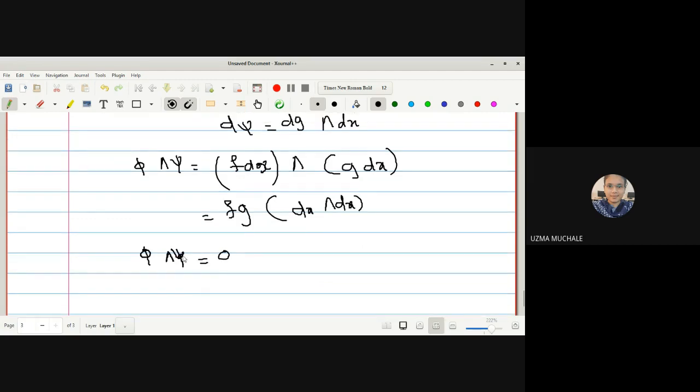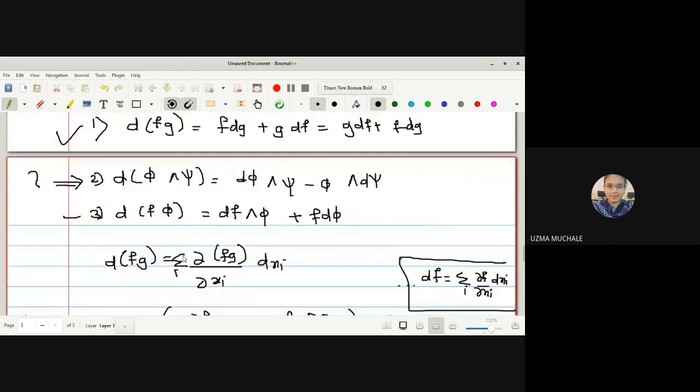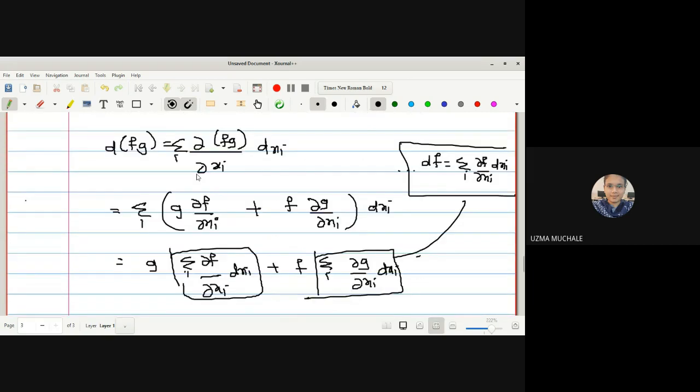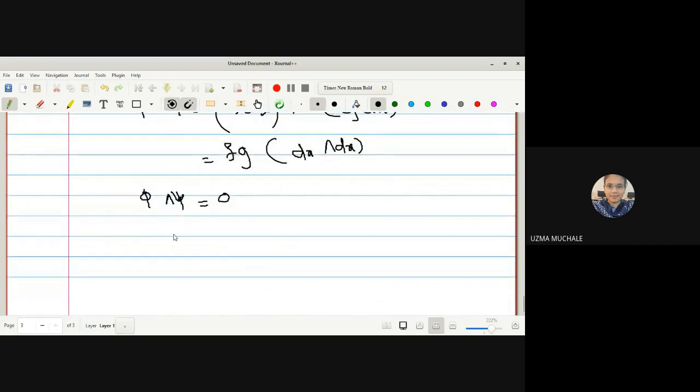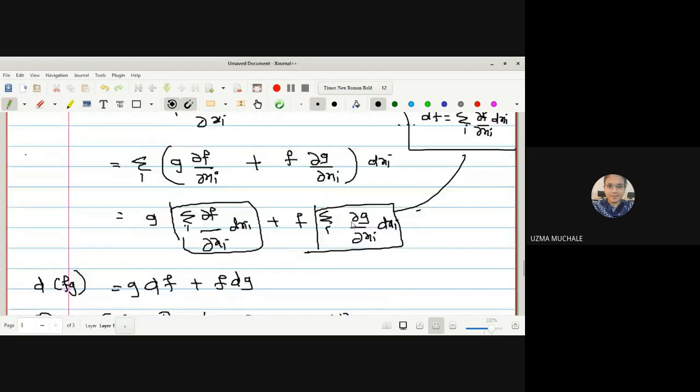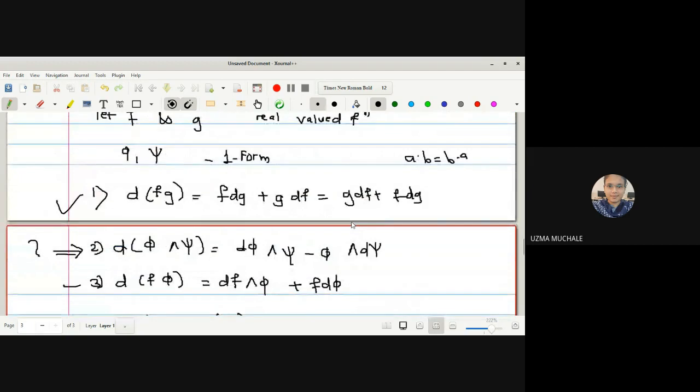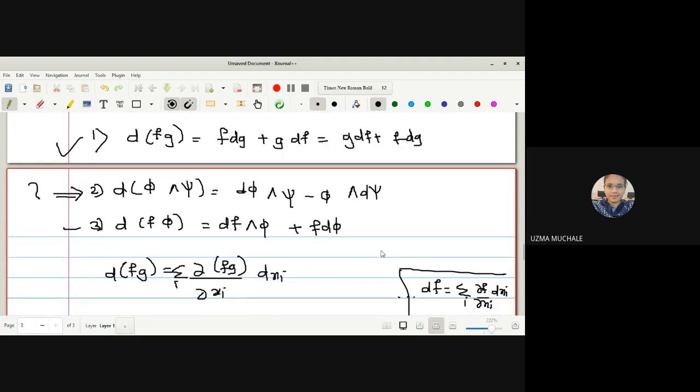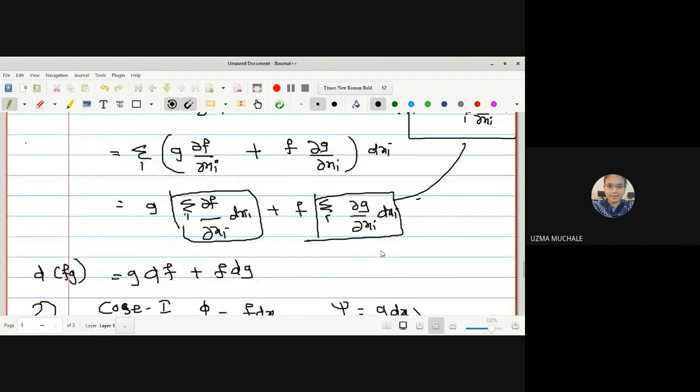If we look at the second property, what do we have to prove here? d of phi wedge psi. So if phi wedge psi is 0, then d of it will again be 0. Let me name it equation 1. Now let me go for the second side. What is the second side? d phi wedge psi minus phi wedge d psi. We have already calculated d phi and d psi. So d phi wedge product with psi.